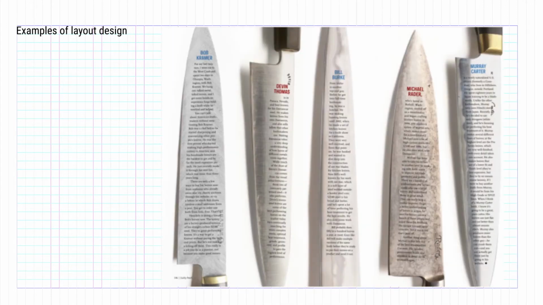This spread on knives shows how the content can match the subject matter. The narrow columns match and fit right into each of these knives. This is a humorous approach, but also matches the chef's individuality to the knife that they use. The ragged edges of the columns also help denote the feeling of cutting.